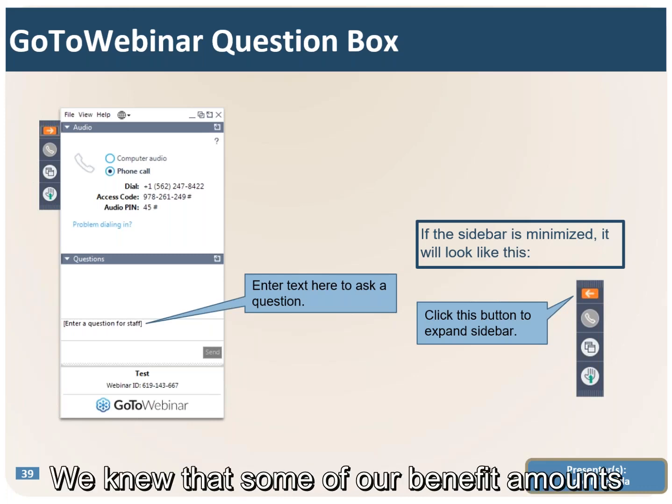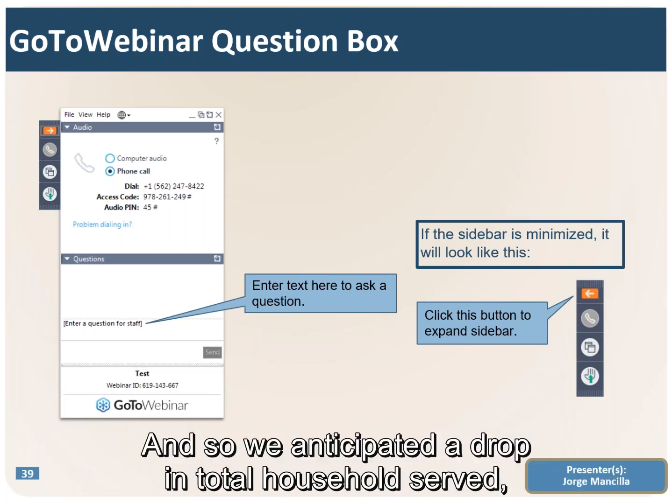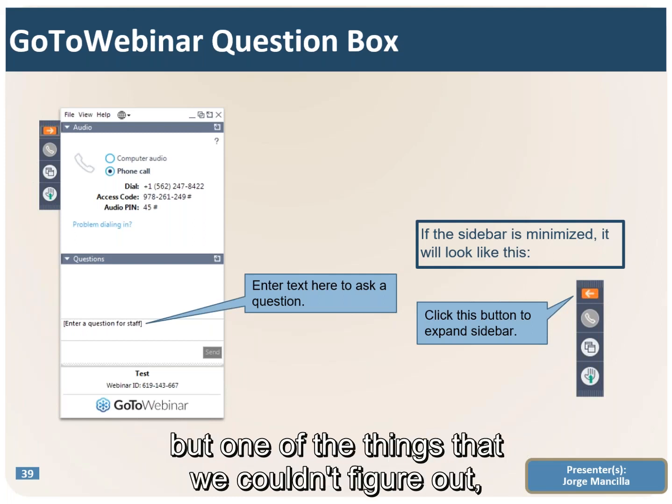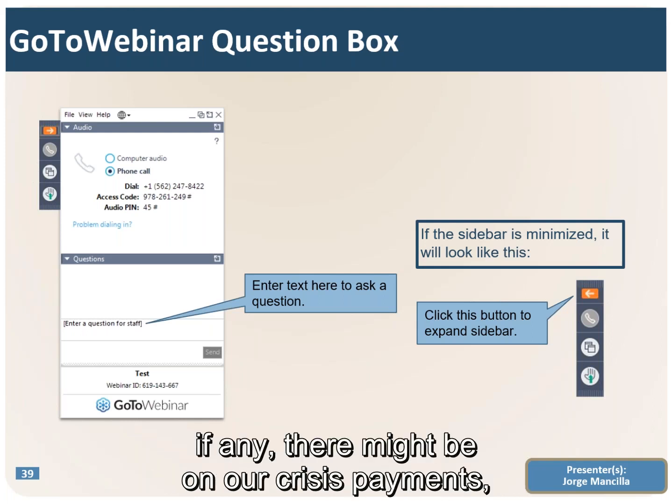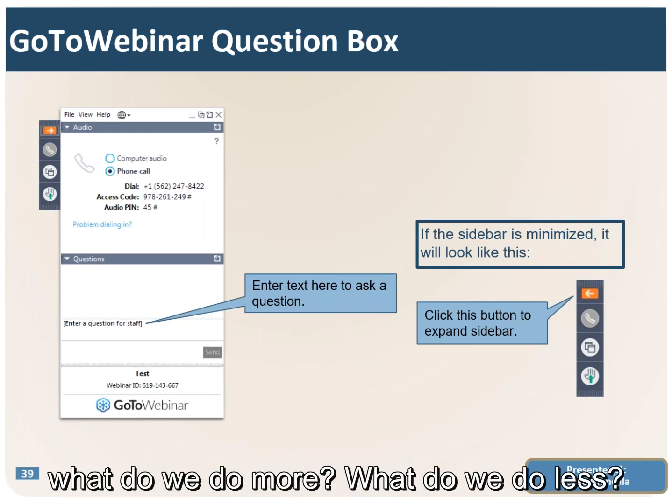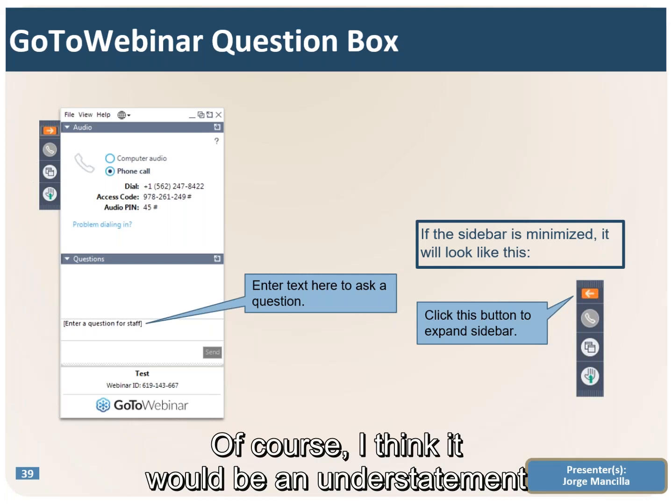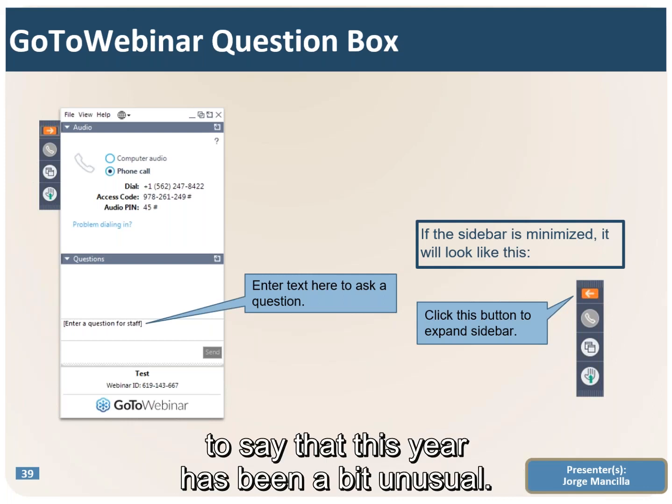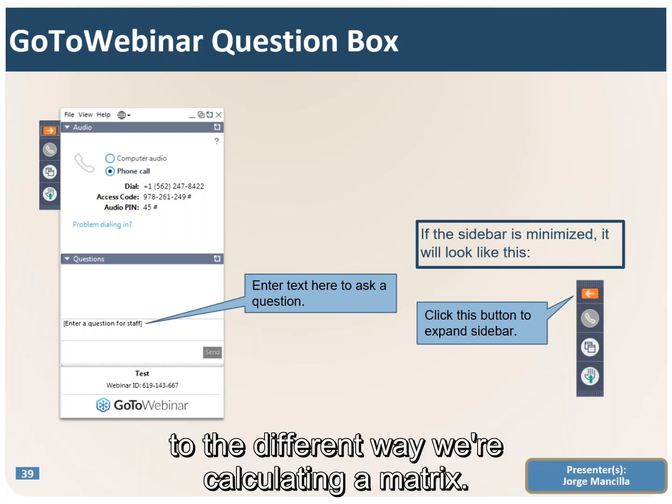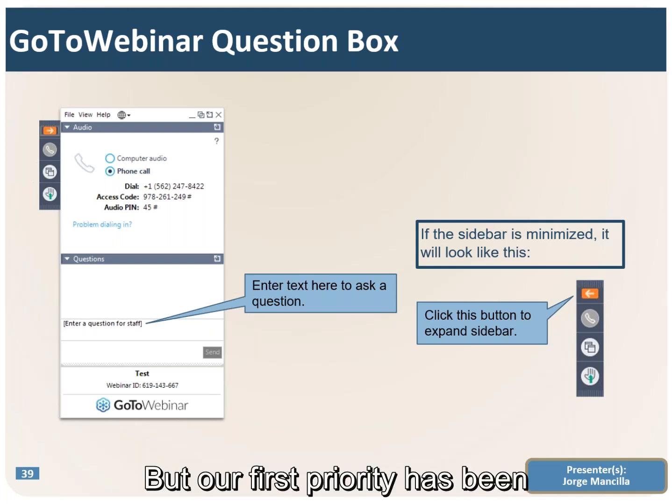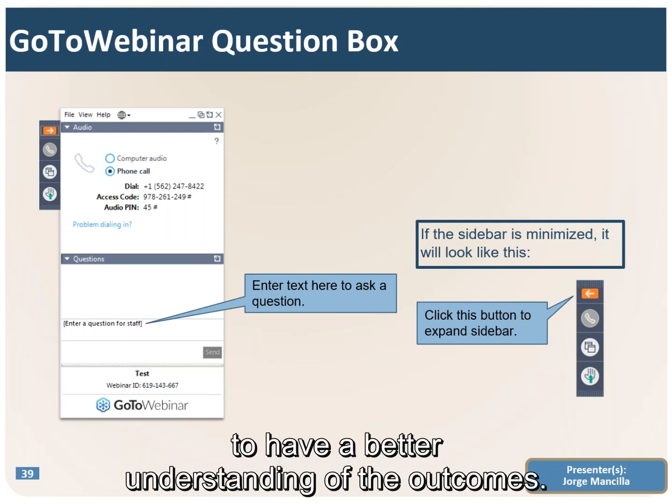We knew that some of our benefit amounts increased, of course, and so we anticipated a drop in total households served. But one of the things that we couldn't figure out, and still don't understand, is what the impact, if any, there might be on our crisis payments. Would we do more? Would we do less? Of course, it would be an understatement to say that this year has been a bit unusual, so I'm not sure we're going to be able to really attribute anything to the different way we're calculating the matrix. But our first priority has been to have a better understanding of the outcomes.